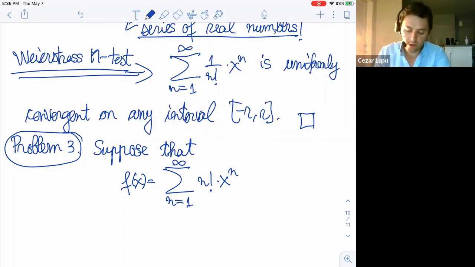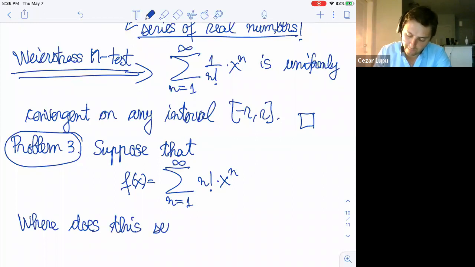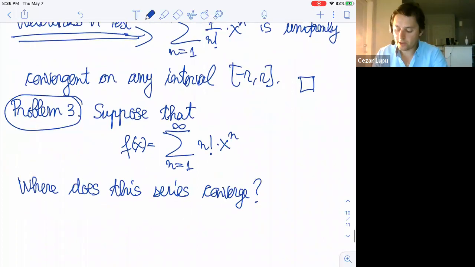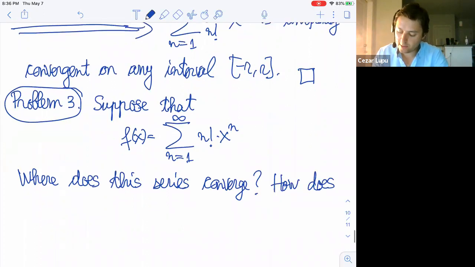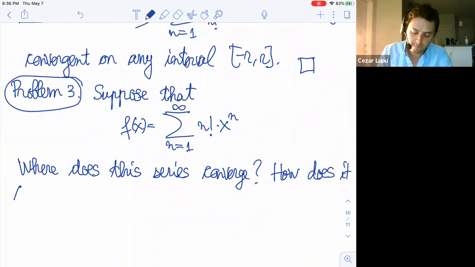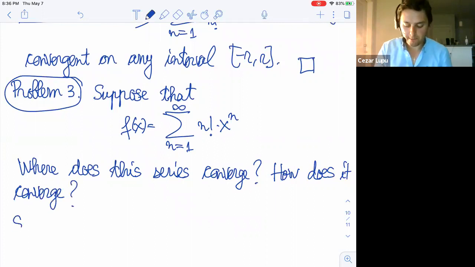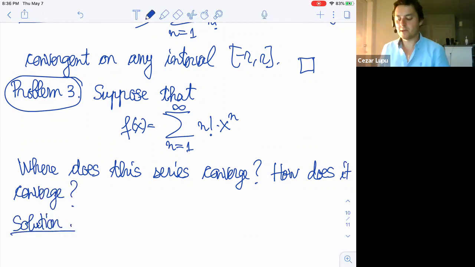The same question: where does this series converge? And how does it converge? Okay, think about it. I'll give you a couple of minutes to think about it.